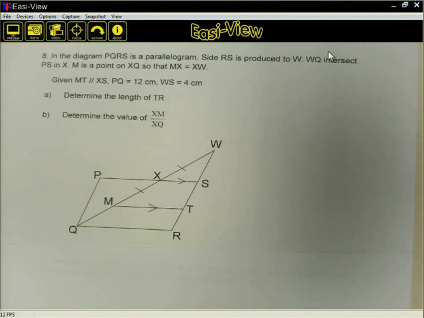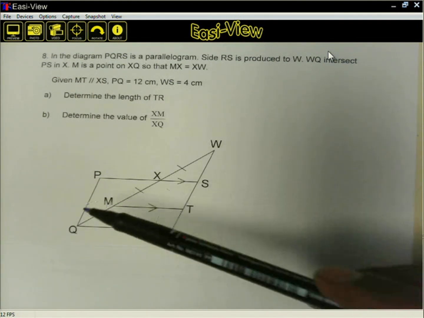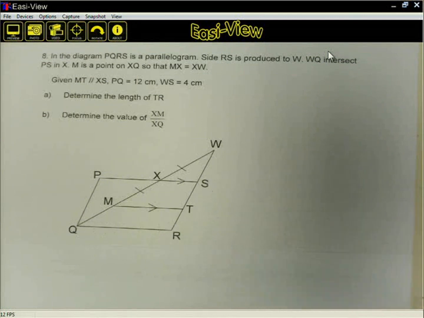Let's go through it together. In the diagram, PQRS is a parallelogram. Let's work it out. PQRS is a parallelogram. If it is a parallelogram, pairs of opposite sides are equal and parallel.